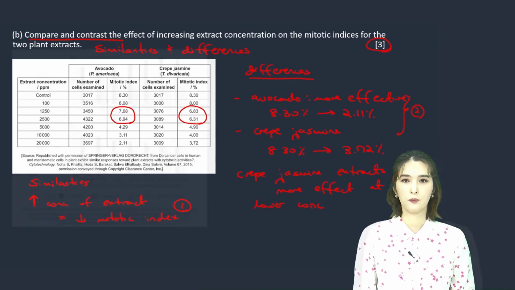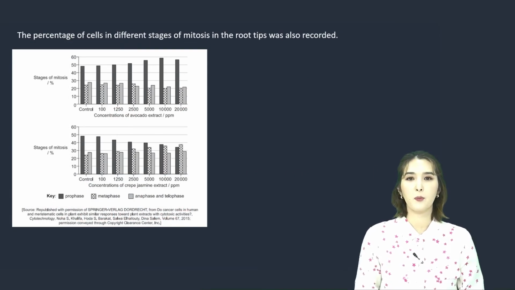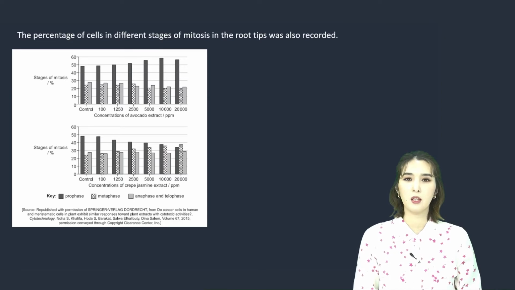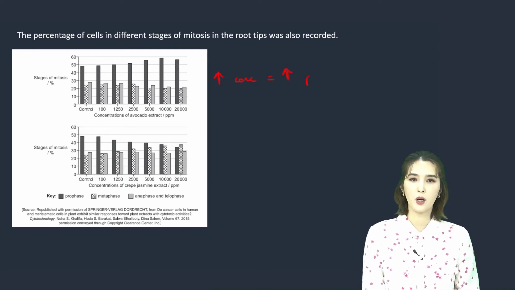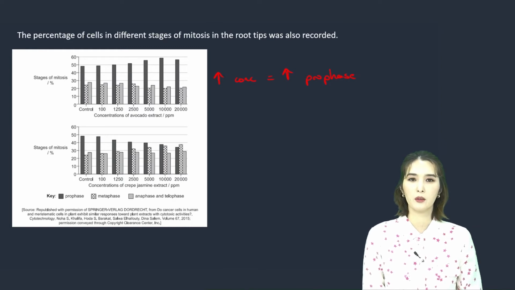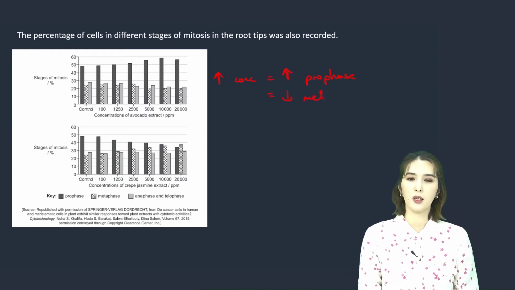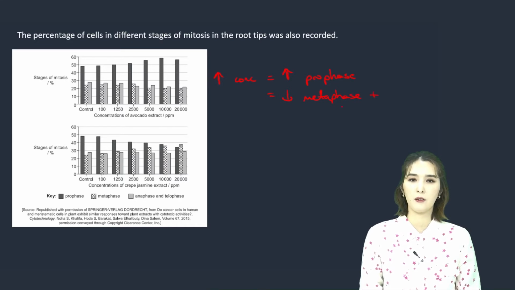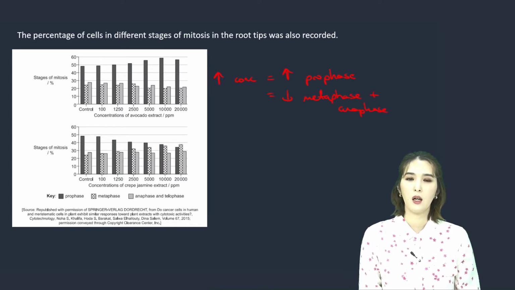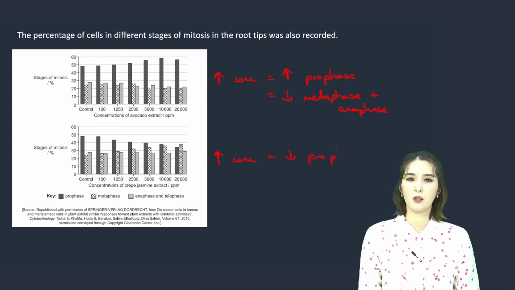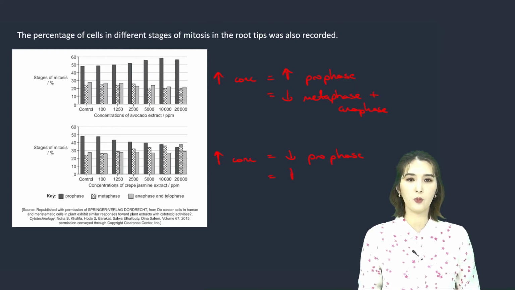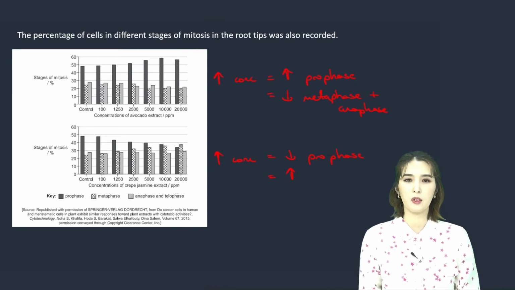Now for the next set of data, they give us the percentage of cells in different stages of mitosis given the different concentrations of the plant extracts. Now, as we can see, when we increase the concentration of the avocado extract, we see an increase in the number of cells in prophase, whereas the number of cells in metaphase, as well as the cells in anaphase and telophase, decreases. A different pattern is observed with crepe jasmine, though. With crepe jasmine, when you increase the concentration of the plant extract, we get a decrease in the number of cells in prophase, but we see an increase in the number of cells in metaphase.